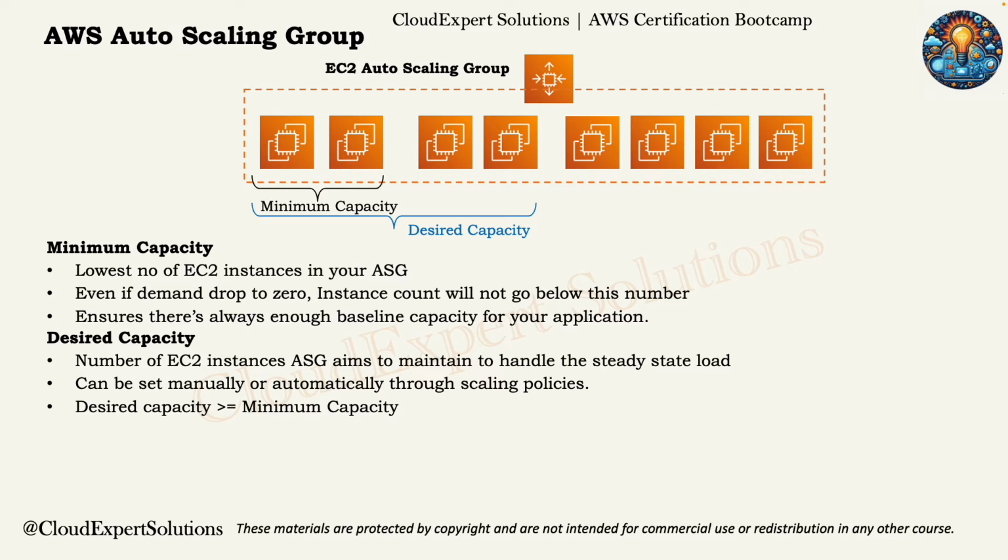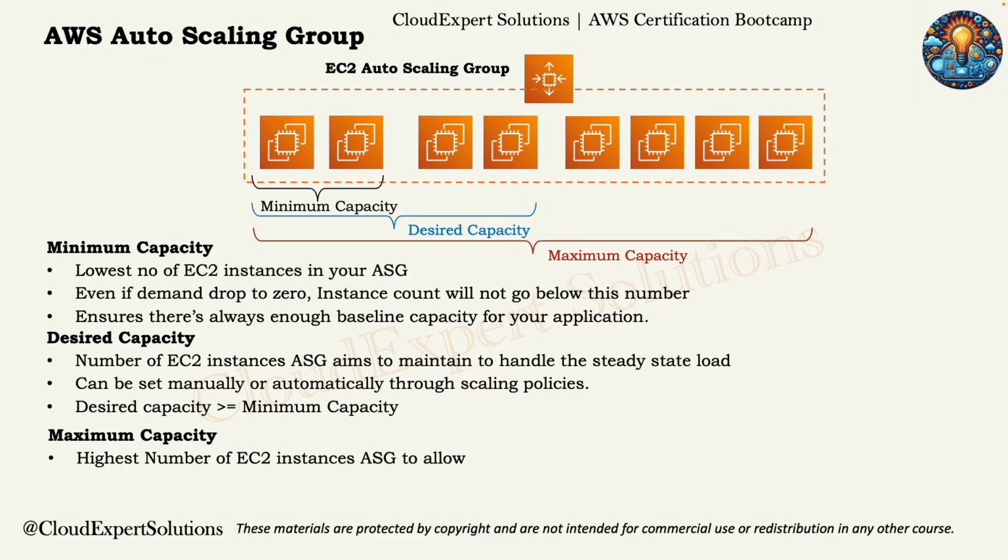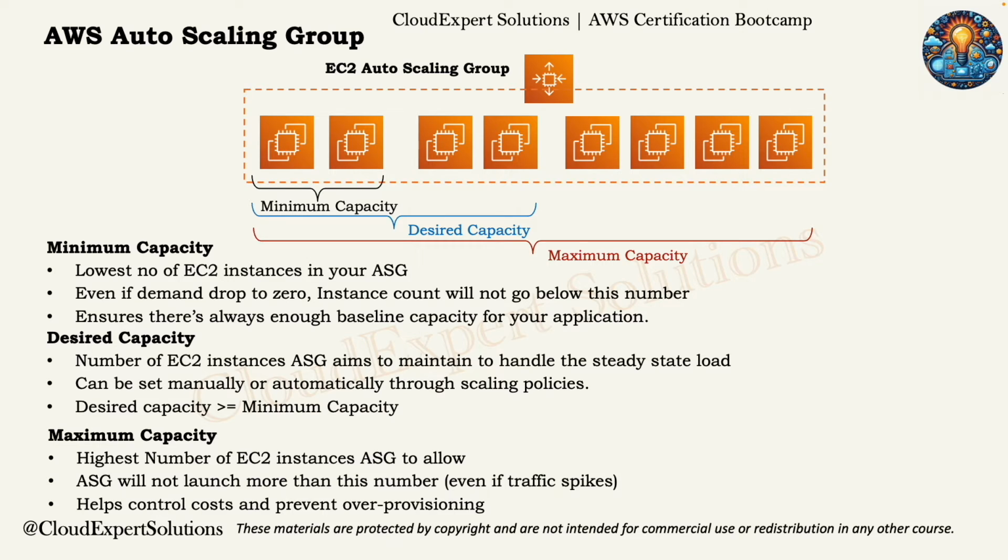We also discussed that the autoscaling group will keep on adding instances up to a certain limit, and that limit is called maximum capacity. Maximum capacity is the highest number of EC2 instances your autoscaling group will allow. Even if the traffic spikes beyond this limit, AWS will no longer launch additional instances. The maximum capacity helps you keep control of cost, and it prevents over provisioning. For our example, our maximum capacity is 8. Even during peak traffic, the autoscaling group will not exceed 8 instances.